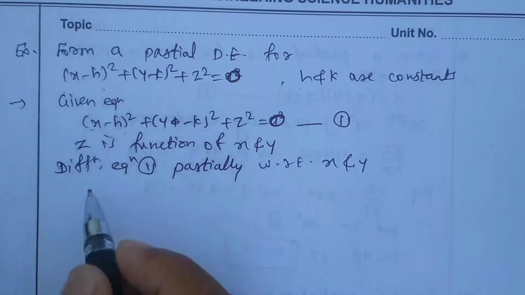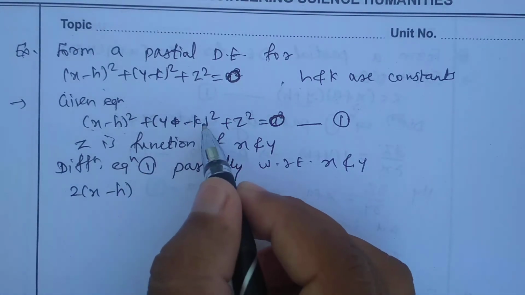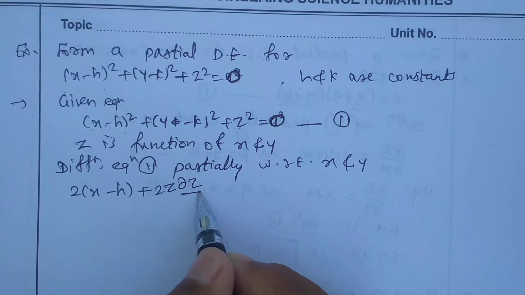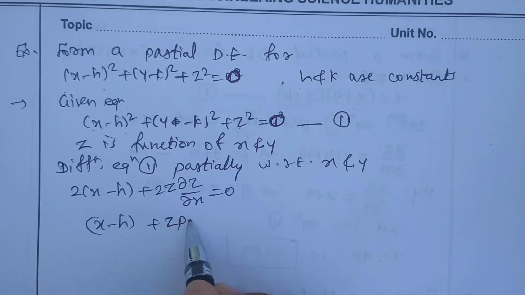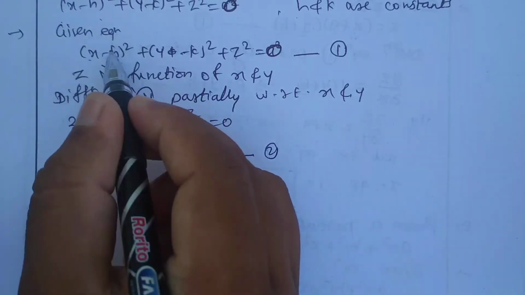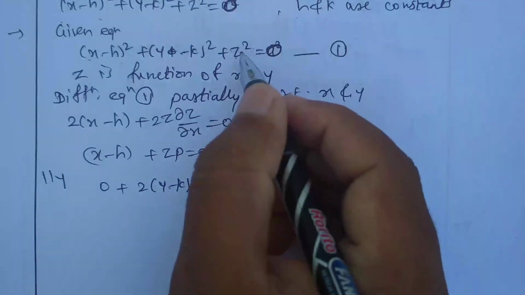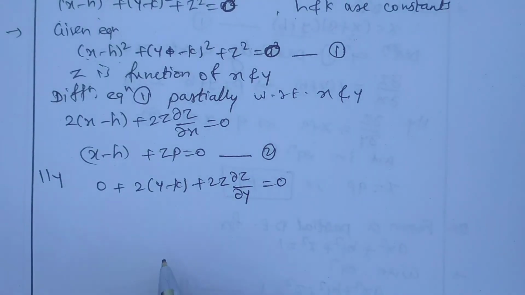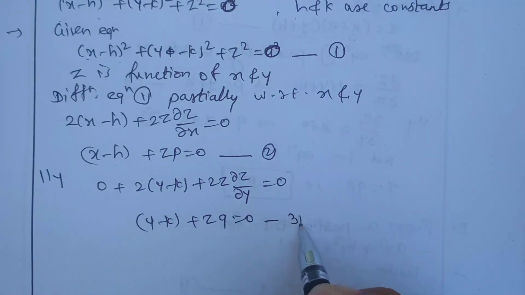With respect to x, the derivative is 2 times (x minus h). The derivative of (y minus k) bracket square is 0, and the derivative of z square is 2z dz by dx, that is p. So that is (x minus h) plus z into p equals 0, that is equation number 2. Similarly with respect to y, the derivative of (x minus h) bracket square is 0, the derivative of (y minus k) bracket square is 2 times (y minus k), and the derivative of z square is 2z dz by dy, that is q. That is (y minus k) plus z into q equals 0, that is equation number 3.